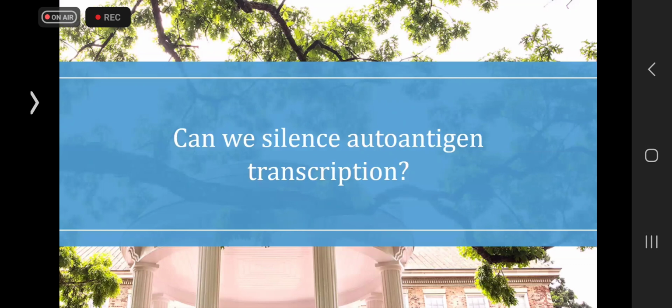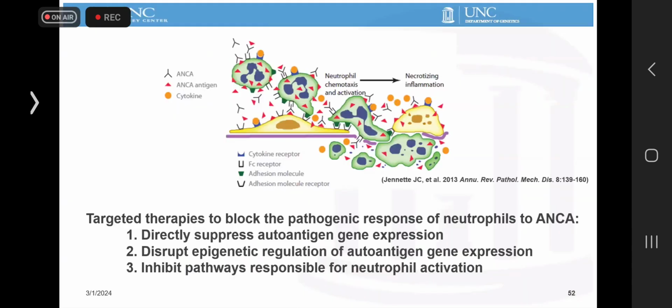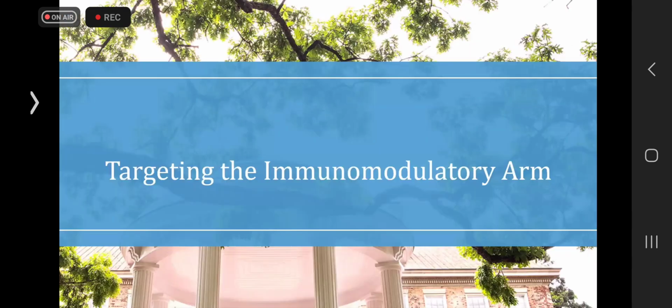Wouldn't it be nice if we could silence the autoantigen transcription, make it so that myeloperoxidase and proteinase 3 gene expression was as silenced as your own myeloperoxidase and proteinase 3 gene expression? Wouldn't that be nice? Could we directly suppress it? Can we disrupt this epigenetic dysregulation? Or can we inhibit pathways responsible for neutrophil activation? Can we target the immunomodulatory arm of the immune response?